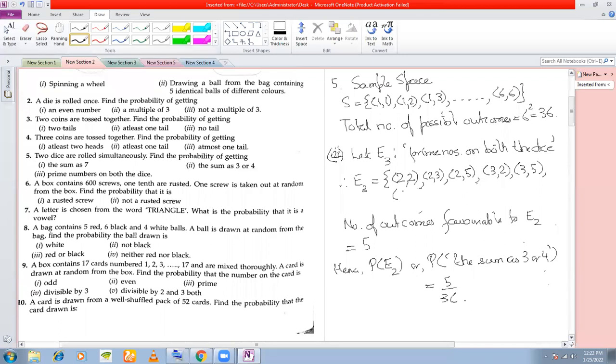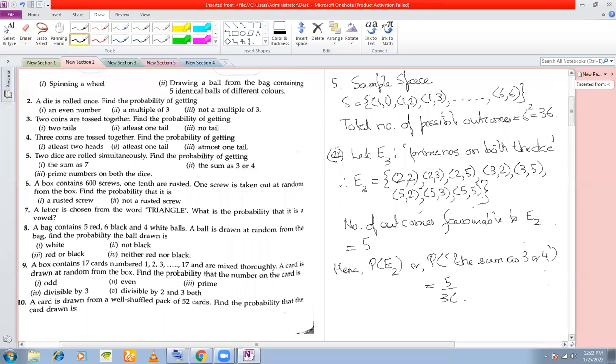Next, 5, 1 is not possible. 5, 2 is possible, 5, 3 is possible, 5, 4 is not possible, 5, 5 is possible, and 5, 6 is not possible. Next, 6, 1 through 6, 6 are not possible because 6 is not a prime number. So this is the only set that we are going to get.